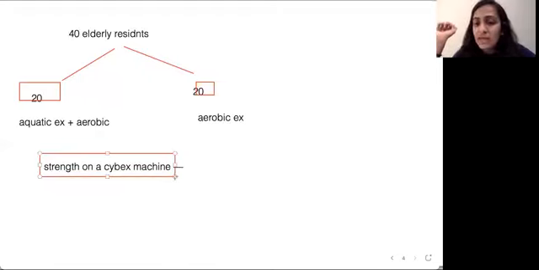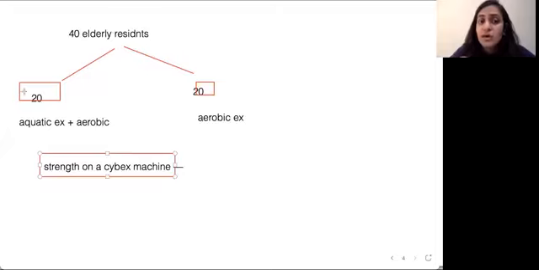Is this strength on an MMT? No, strength on MMT is ordinal, but this is a strength on a Cybex machine. Cybex machine is like an isokinetic machine. So it's going to be very accurate. It's like digital. So that's mainly like a ratio. Okay. So you already know based on equal group that it is parametric.